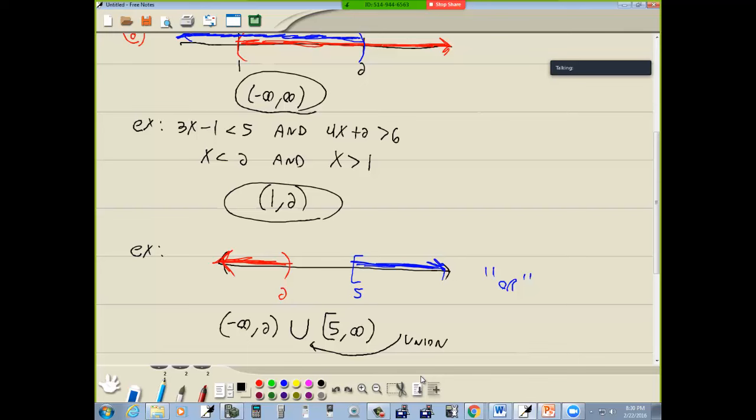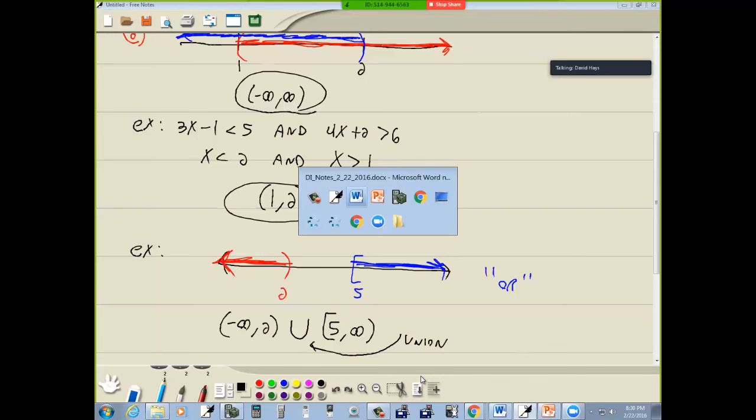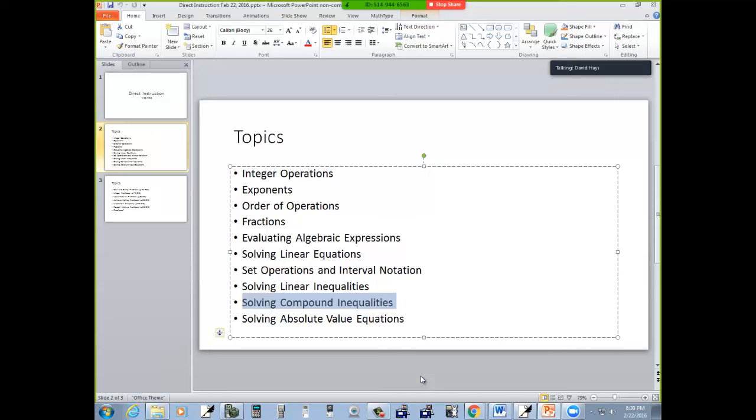Now, part of what we're looking at with working with sets, I said I was going to skip the set operations and interval notation, because that's kind of covered with what we're doing with linear inequalities and compound inequalities. Now let's take a look at absolute value equations.